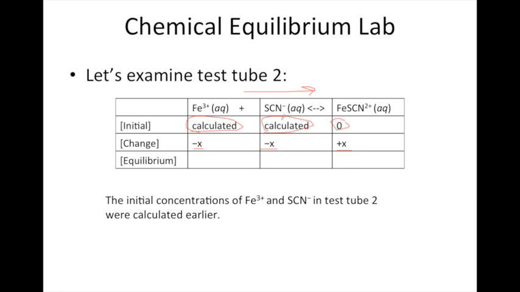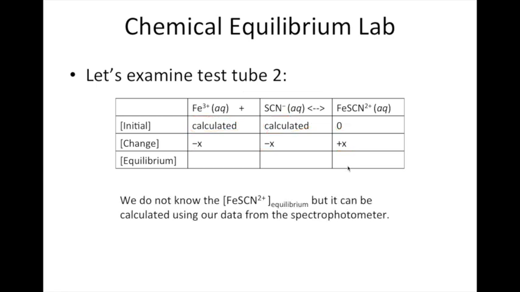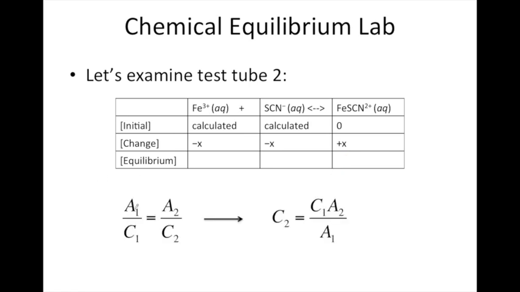Now we cannot assume that all of the thiocyanate is converted into iron thiocyanate here. We can't make that assumption. We have to use our spectrophotometer data. So we want to get this value here. We want to figure out what is the value at equilibrium of the iron thiocyanate. So how do we do that? Well, we use the Beer-Lambert law, and we set A1 divided by C1 equal to A2 divided by C2, and we solve for C2.